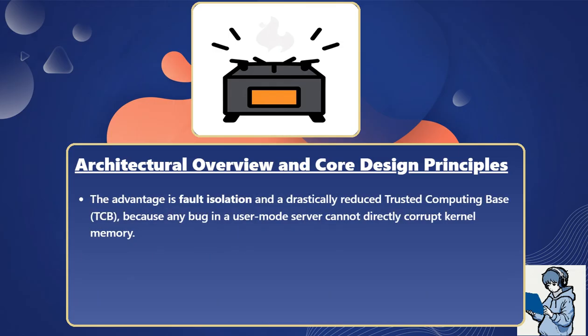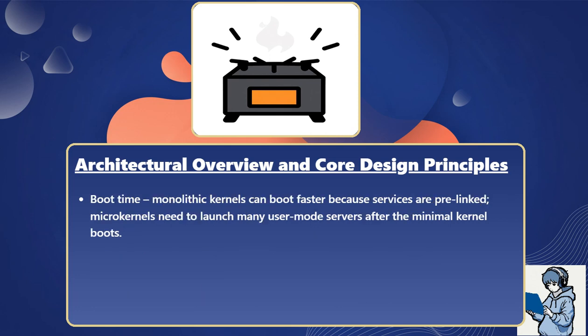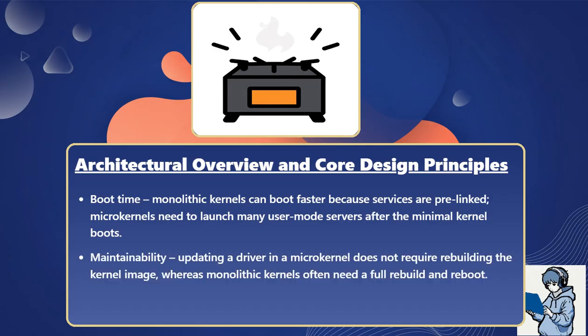Every other appliance lives in its own room and must request the pantry to perform critical actions. The advantage is fault isolation and a drastically reduced trusted computing base, because any bug in a user mode server cannot directly corrupt kernel memory. The trade-off is additional context switches and IPC latency for each cross-component request. Practically, this architectural decision influences boot time. Monolithic kernels can boot faster because services are pre-linked. Microkernels need to launch many user mode servers after the minimal kernel boots.